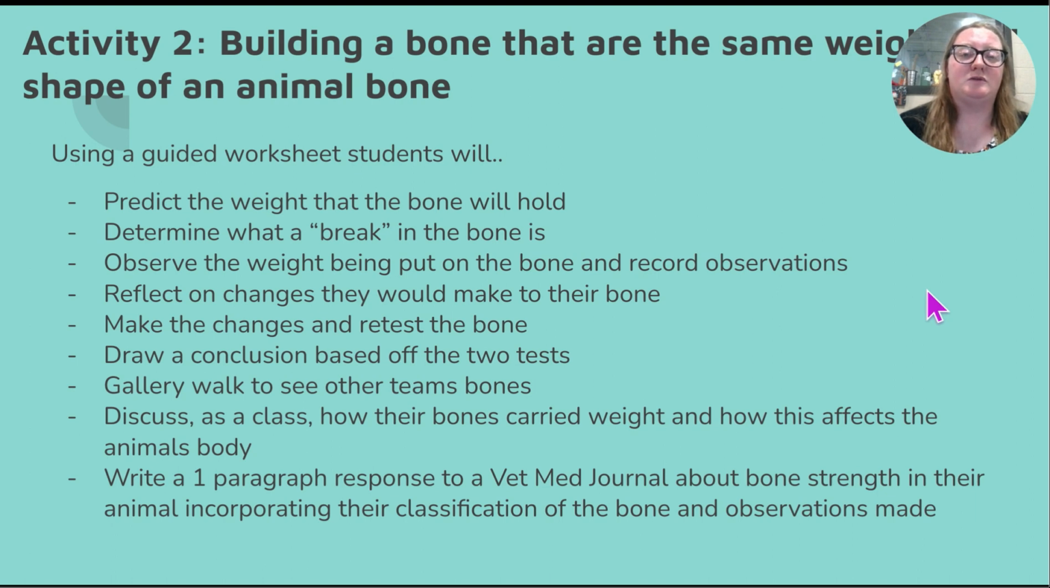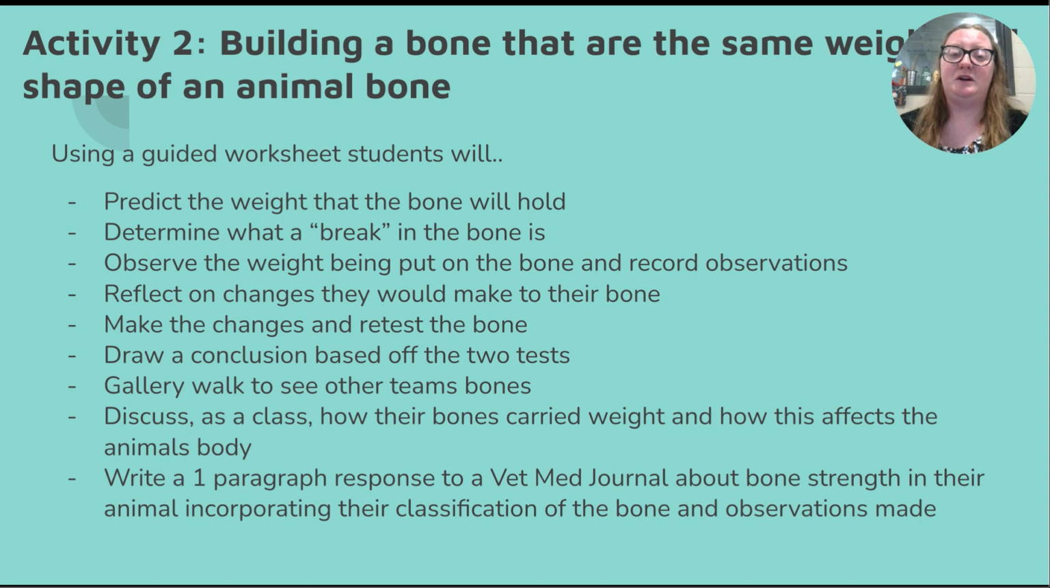So students were able to predict the weight of their bone after they picked the bone that they wanted to make from a specific animal. They got to determine what does a breakage mean. So just because we're stacking books on it, doesn't have to fall all the way over for it to be considered broken. Does it have to start bending and cracking for it to be considered broken? What is a break? So they got to make the qualifications around that.